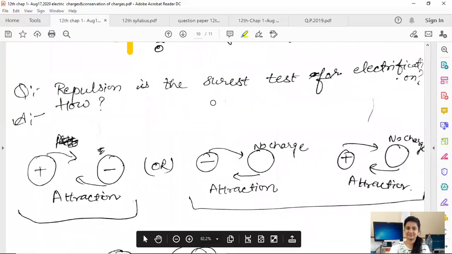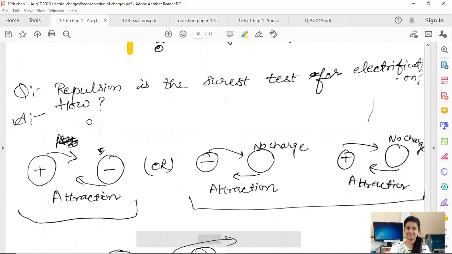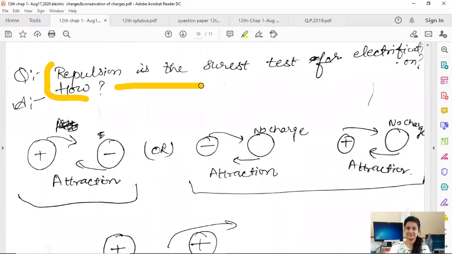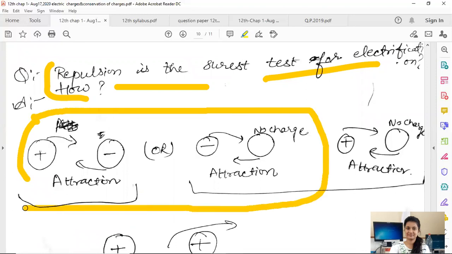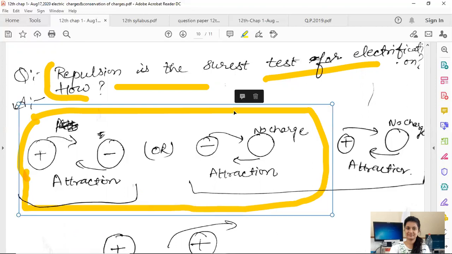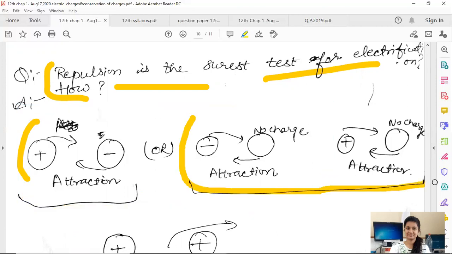Next is, repulsion is the surest test for electrification. This is a conceptual type question, and just for understanding, can we consider repulsion the surest test for electrification rather than attraction? Here we can understand this concept by this diagram.